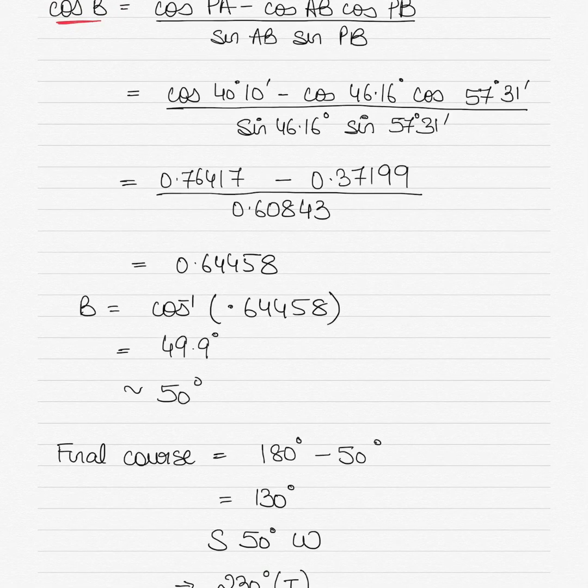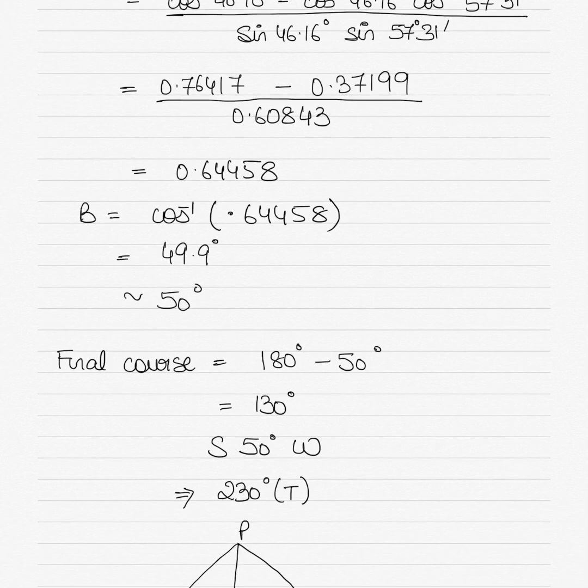So again, for your final course, cos of B equals cos of the side opposite to it minus the cos of the remaining two sides divided by the sine of the remaining two sides. So we use the cosine rule again. Then simply put in the values that you have from before, put them in the calculator, match with mine, check the values that I've got at every stage, and then what you get is cos of B equals 0.64458. Take cos on the other side, it gives you a cos inverse. So cos inverse of 0.64458 will give you 49.9 degrees, which, to make it easy, I've rounded off to 50 degrees.